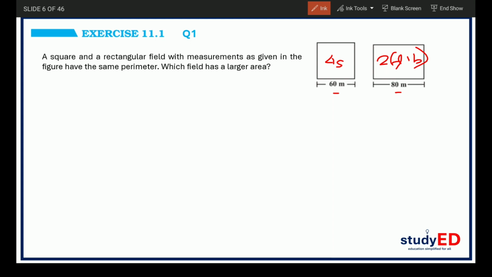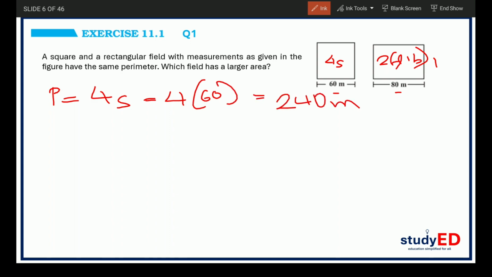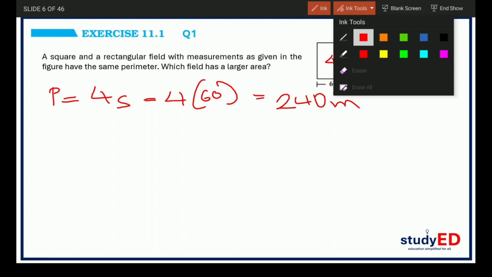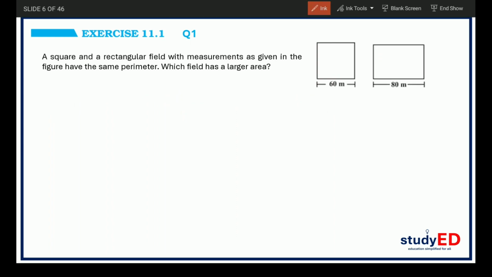For the square, we have s, so we can calculate that. But for the rectangle, we have 2 into (L plus b). The length is given, but not the breadth. Since they have the same perimeter, we'll try calculating the perimeter of the square first and then the rectangle. So the perimeter of the square is 4s, s is equal to 60, so 4 into 60 gives us 240 meters. Which means that the perimeter of the rectangle is also 240 meters.